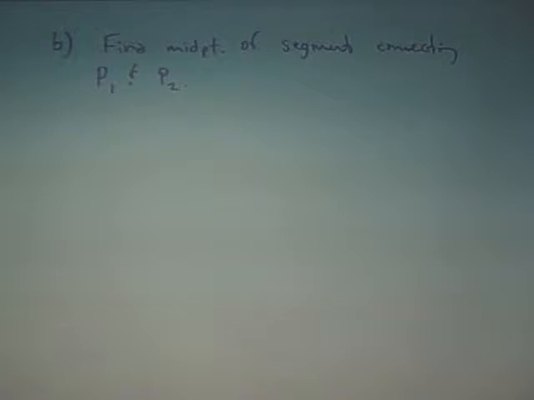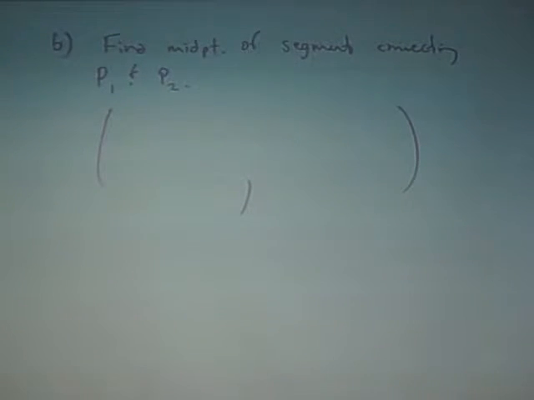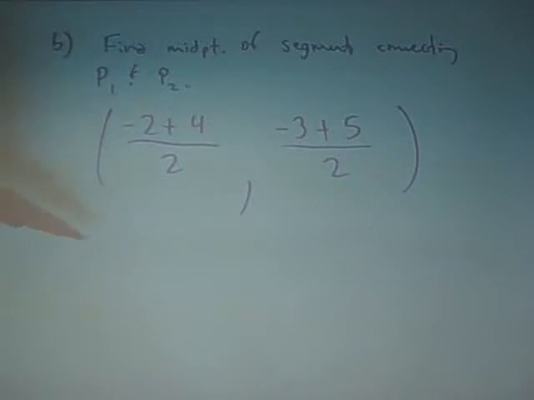For part B, we want to find the midpoint of the segment connecting those 2 points. And recall, to find the midpoint, we have an ordered pair, and the x coordinate of the midpoint is just the average of the x's. To find the average of the x's, you take negative 2 plus 4 divided by 2. The same thing for the y's: negative 3 plus 5 divided by 2.